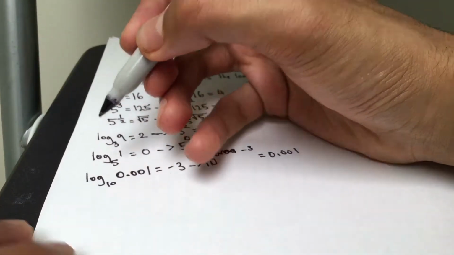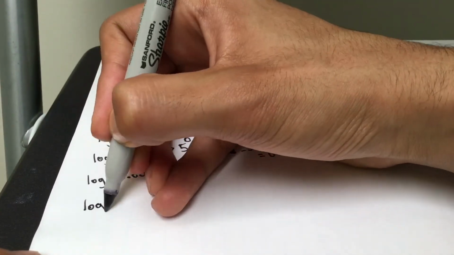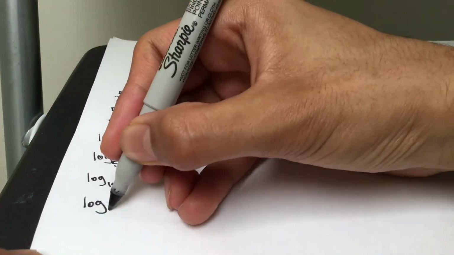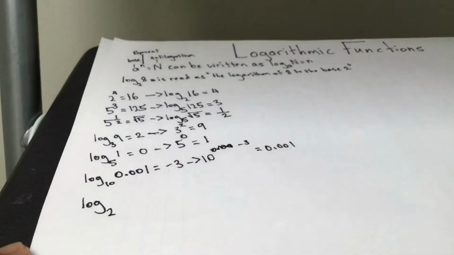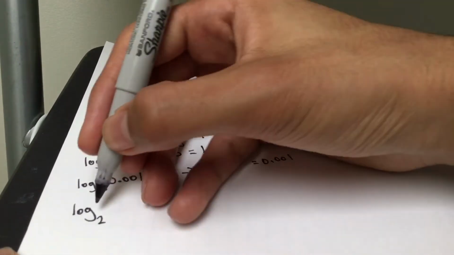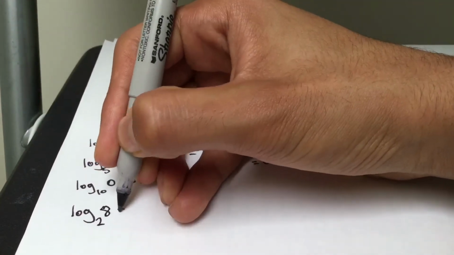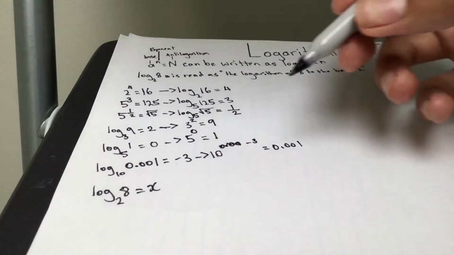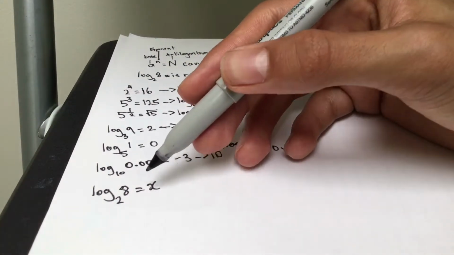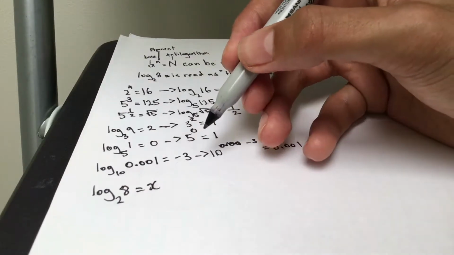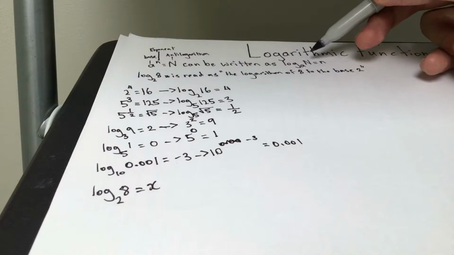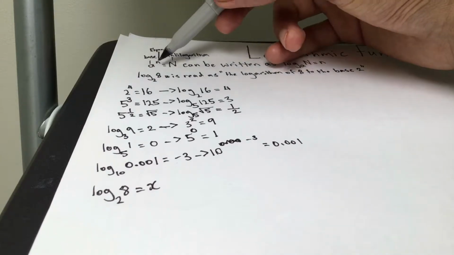Now let's move on to some equations. We have to find the value of x. So we have log 2 8 is equal to x. We have to find the missing exponent. We're in this form, so we have to take the reverse and find the exponential form.